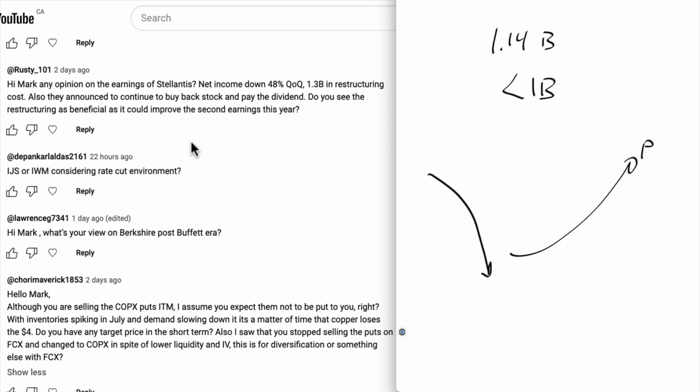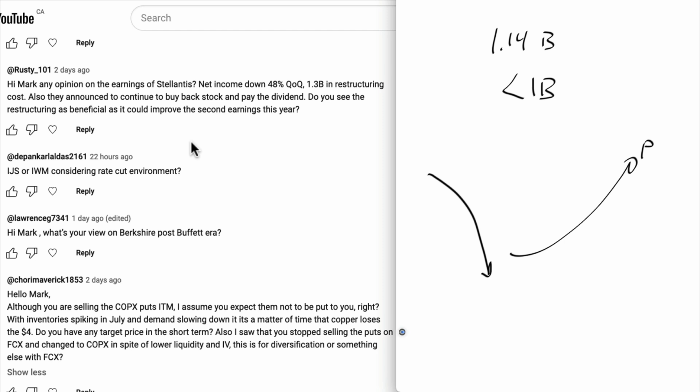Any opinion on the earnings of Stellantis? Net income down 48% quarter on quarter, 1.3 billion restructuring costs. Well, they've got a lot of brands. What did they have? 14 brands. The belief was they were going to get rid of some of those brands. They didn't get rid of any of those brands. They want to give them all a chance to perform.